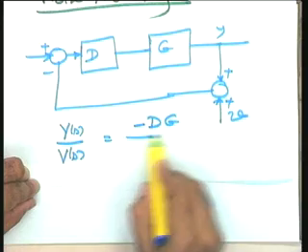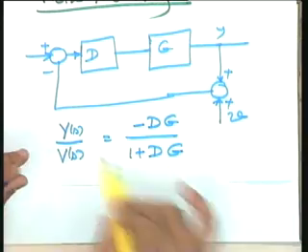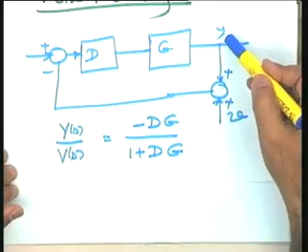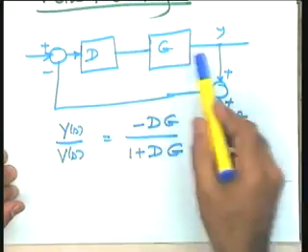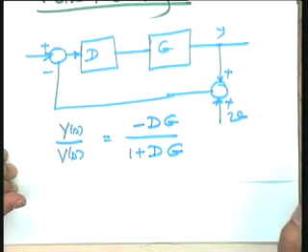Minus dg upon 1 plus dg. That's right. You can just view it as a basic feedback loop. This as a reference input, this as an output, this will become forward path transfer function minus dh. So it is minus dg over 1 plus dg. Now you see this effect please.